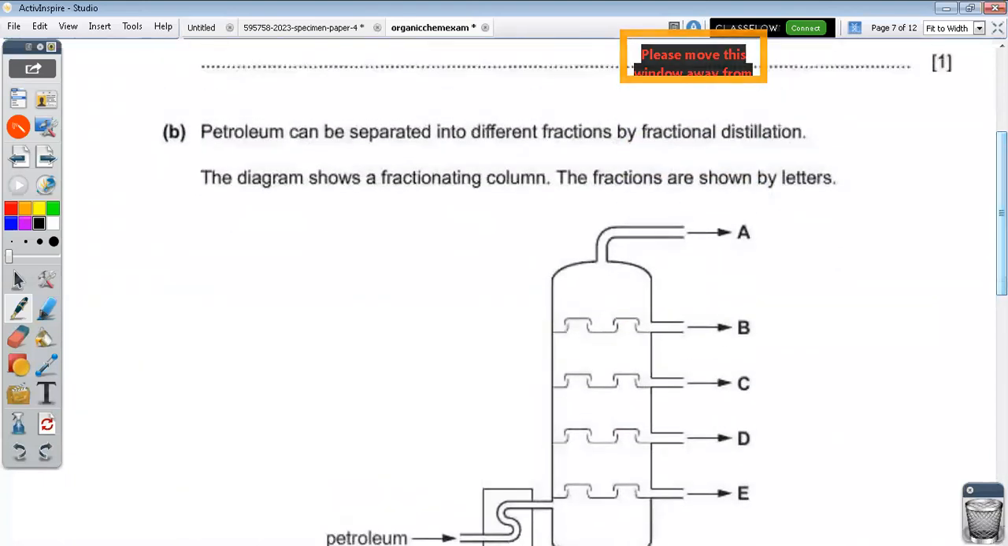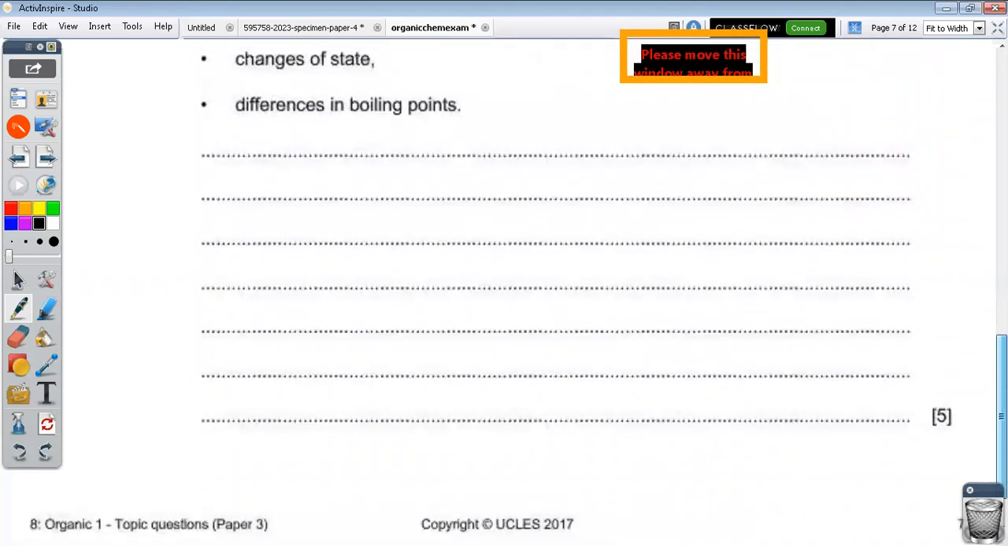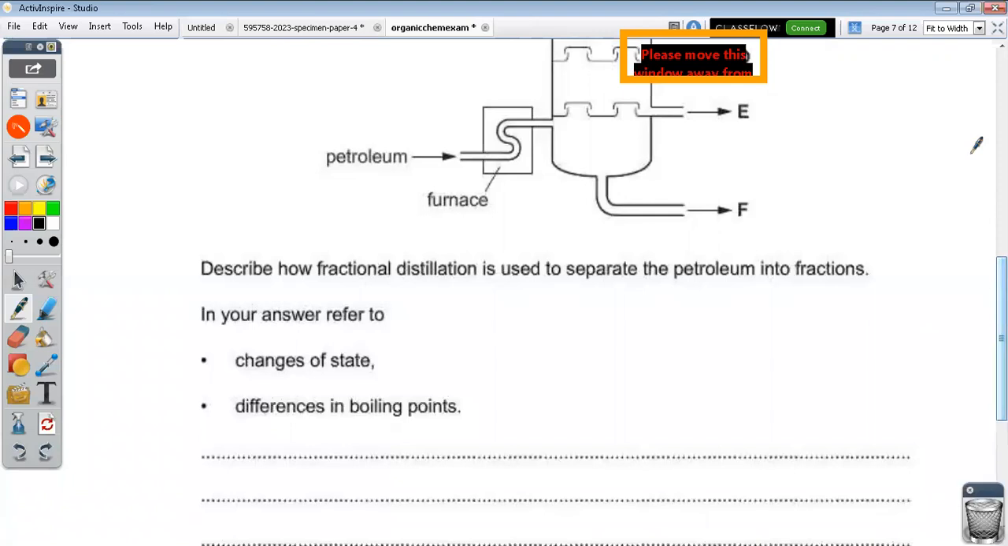Petroleum can be separated into different fractions by fractional distillation. The diagram shows a fractional column. The fractions are shown by the letters A, B, C, D, E. Describe how fractional distillation is used to separate petroleum into fractions. Your answer should include changes of state and differences in boiling point. 5 good marks. So what's the first point? 5 marks.